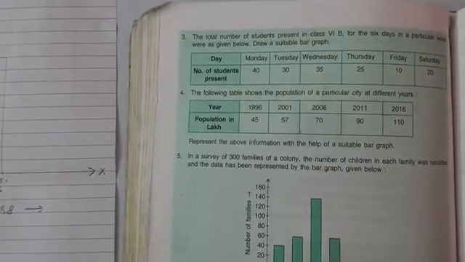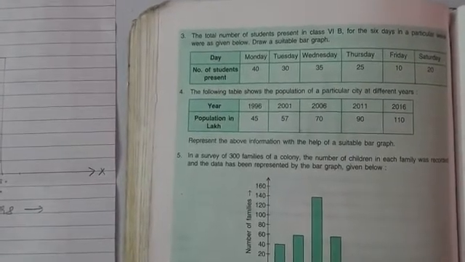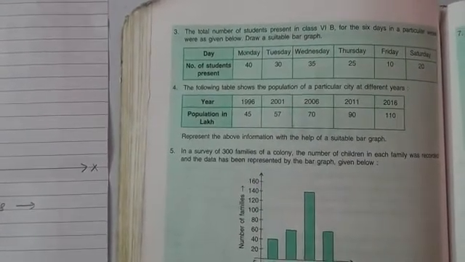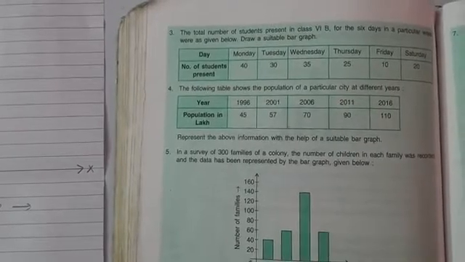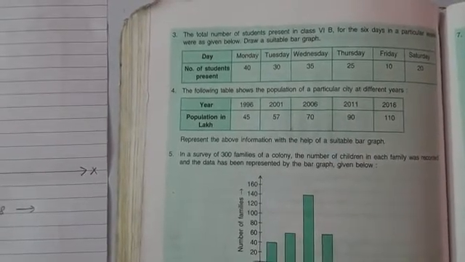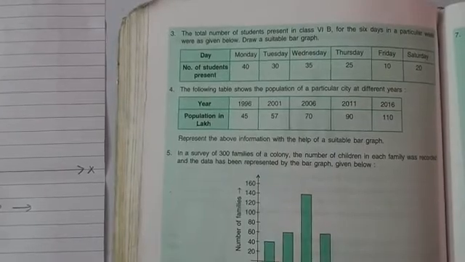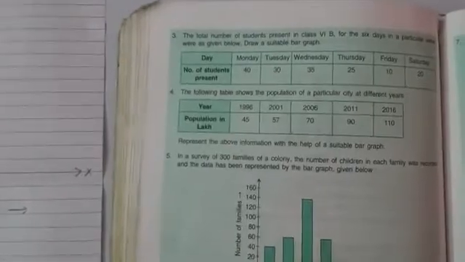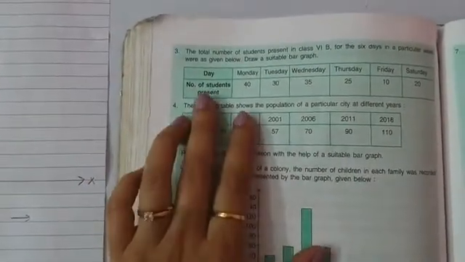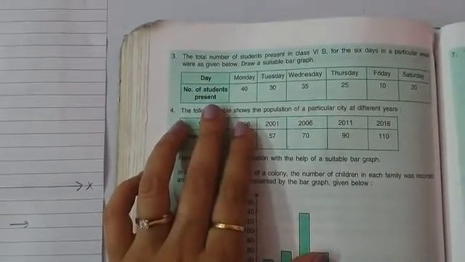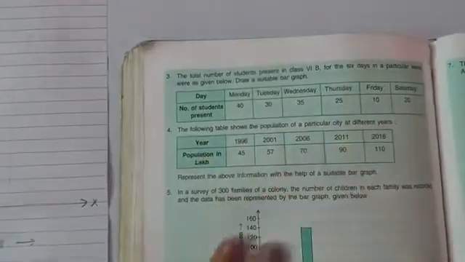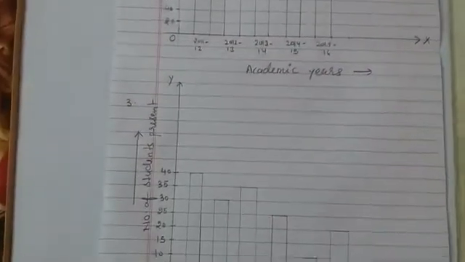Now, question number 3. The total number of students present in class 6B for the 6 days in a particular week were as given below. Draw a suitable bar graph. Days and number of students present: Monday, Tuesday, Wednesday, Thursday, Friday and Saturday. So just like the first one, we will draw this one also. Okay.